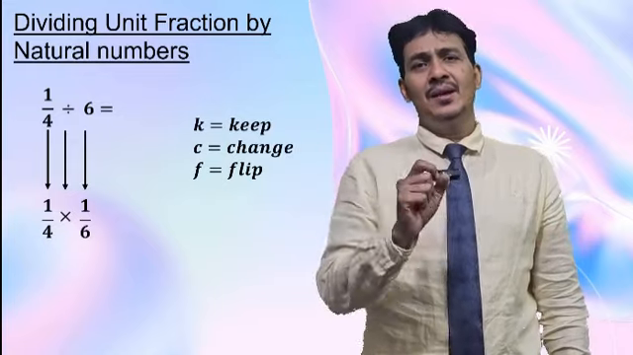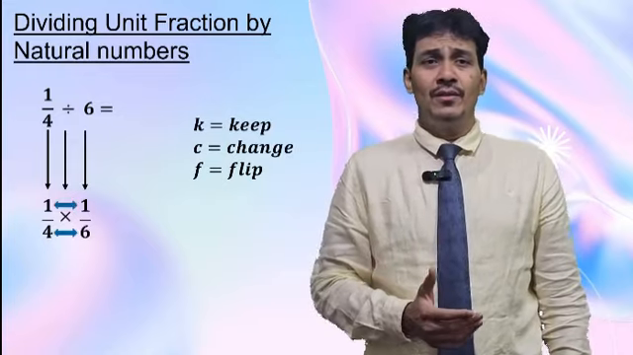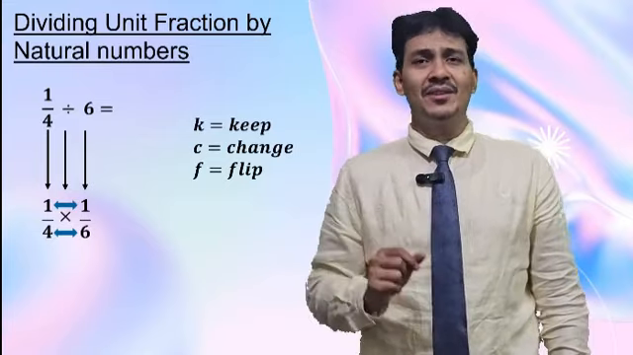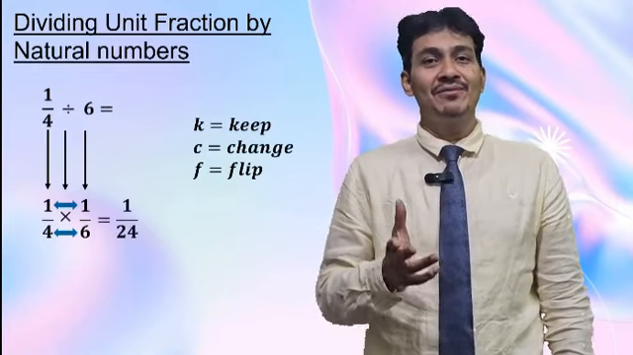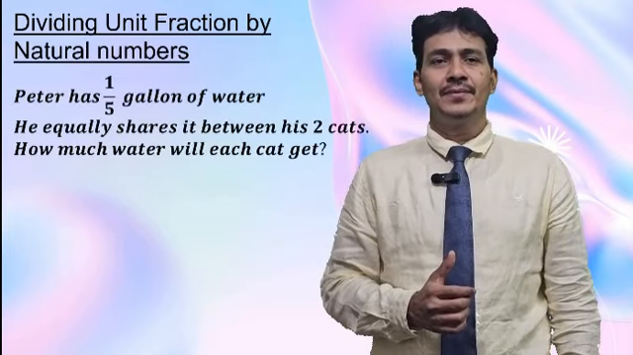And then this comes down to just multiplying two fractions, which you know, we multiply the numerator with numerator, and denominator with denominator. So what do we get? 1/24. Easy? Let's see an example.